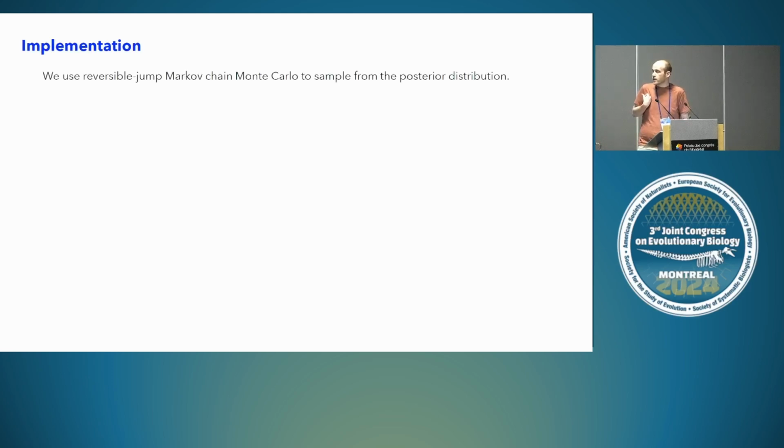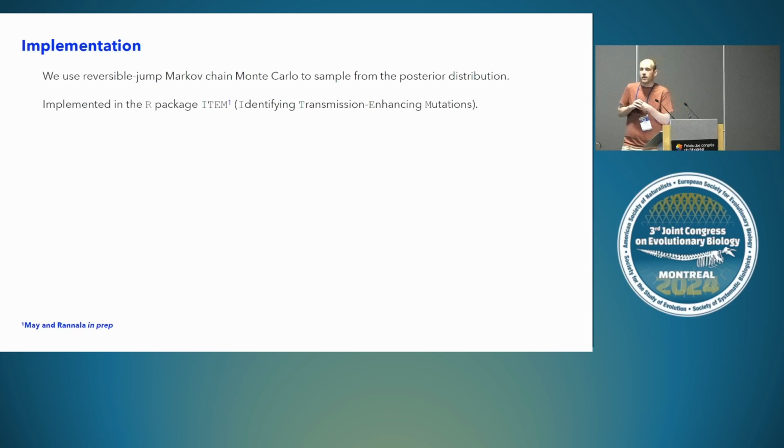So we've implemented this using reversible jump Markov chain Monte Carlo that samples these model objects M in proportion to their posterior probability. And we've implemented it in this R package called ITEM, which stands for Identifying Transmission Enhancing Mutations. It's actually a working title. If anybody has a better idea, I'm all ears.